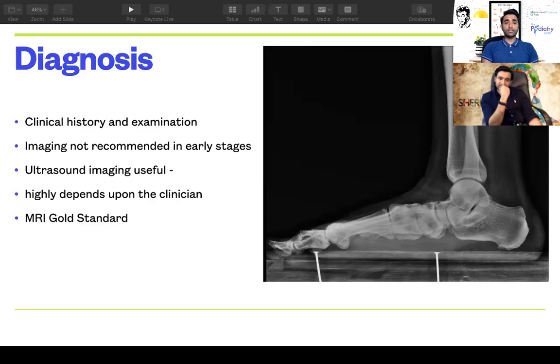MRI is the gold standard. One of the things I mentioned underneath there is that ultrasound imaging is useful, but it highly depends on the clinician, on the experience. I use ultrasound for this a lot, as it helps to confirm my diagnosis. When you ultrasound the tendon and follow it from the back of the ankle all the way down to the insertion, you'll find an area where it's thickened, and that will coincide with where you're poking with your thumb. So yes, ultrasound can be highly effective.